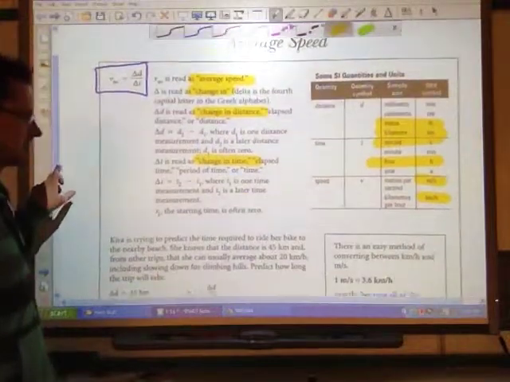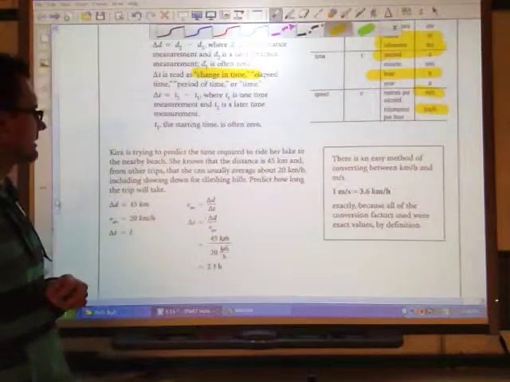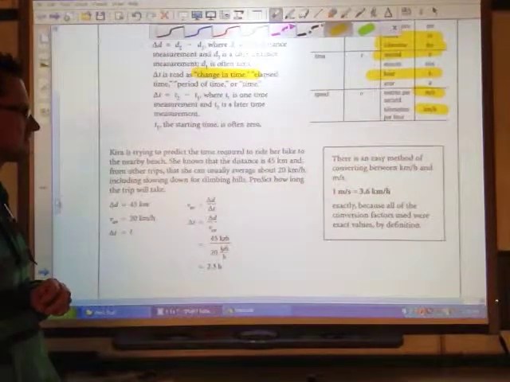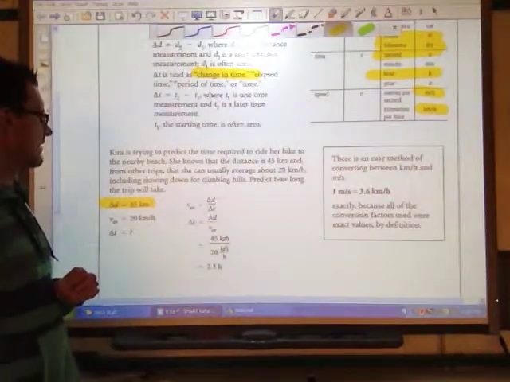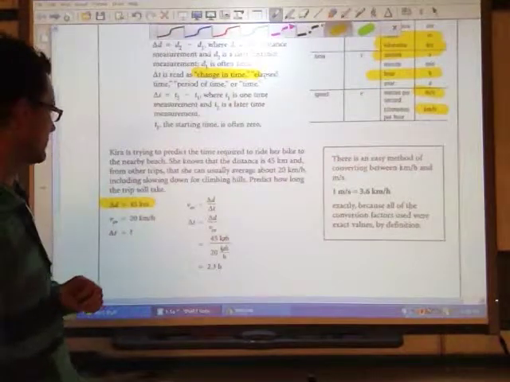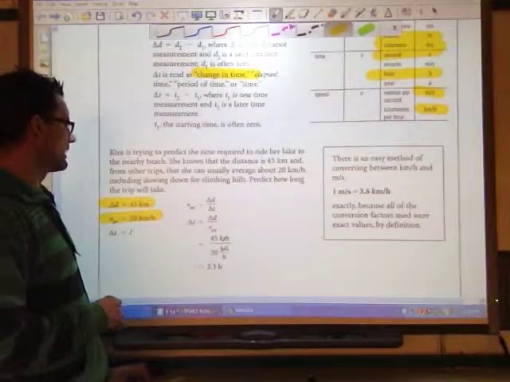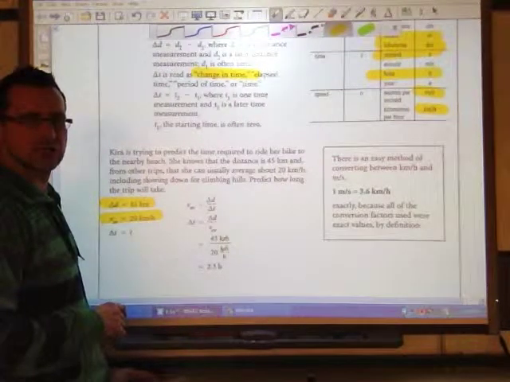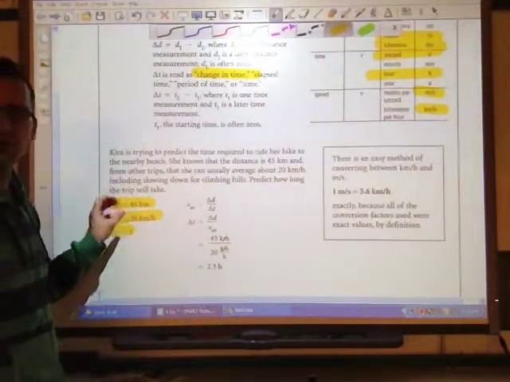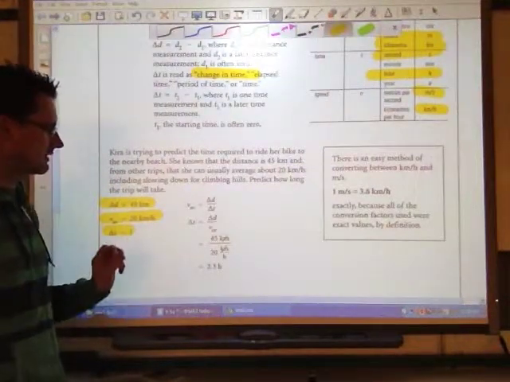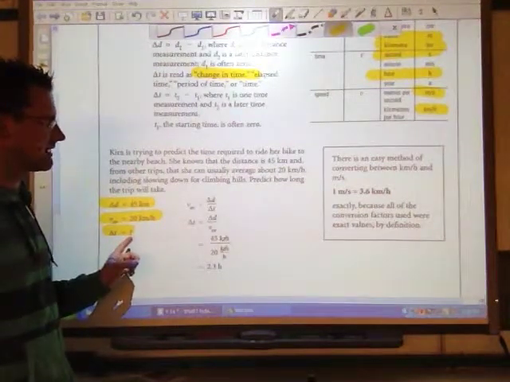So if we scroll down here, look at an example here. Kyra is trying to predict the time required to ride her bike to the nearby beach. She knows that the distance is 45 kilometers. So we can pick out distance from that. And from other tips that she can average about 20 kilometers per hour, which is speed. Predict how long the trip will take. So we're asked to find time. So notice, as you're reading through that, pick out the variables that you know and the variable that you're looking for. Now in this particular case, we're not asked to find speed, we're asked to find the time required to travel.